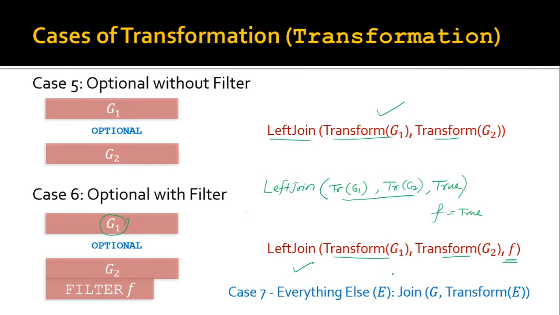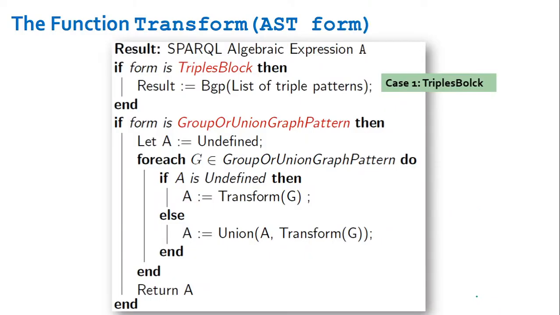Whatever we are left with, we will be joining with the existing graph, and the element that we are left with, we have to transform and then do a join, right? Now with this description of the cases, let us try to formulate the algorithm. So we are describing the function transform, and this transform function takes as input one abstract syntax tree kind of structure, and let us name this variable form.